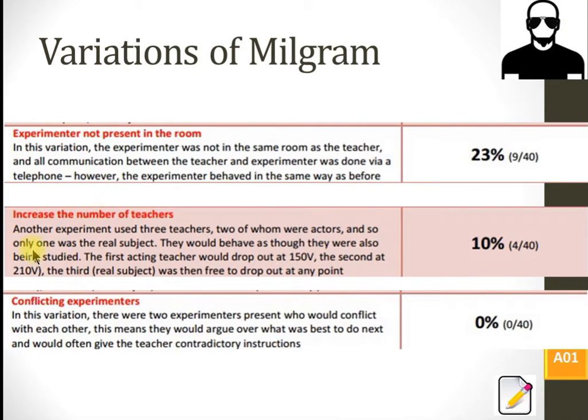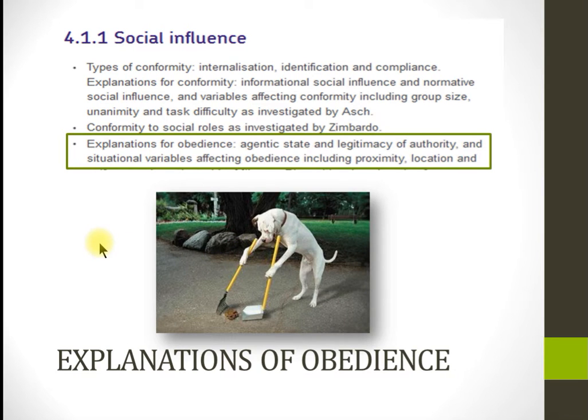I mean, this is incredible. How weak-willed are we as human beings that we require just one other person to lead the way, and only 10% will give that lethal 450 volts. When experimenters conflicted and they were arguing with each other with contrary instructions, obedience rates dropped to 0. So all these variations show that obedience has many factors, situational and, as we'll see, dispositional.